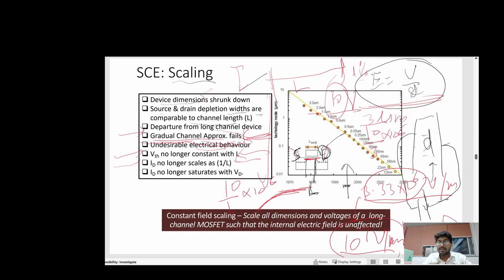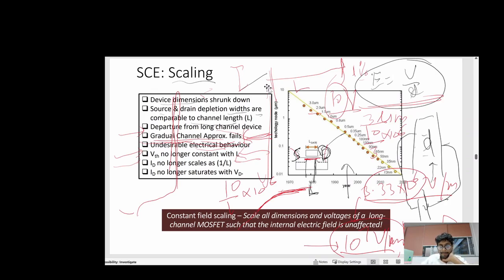There will be some other impacts that can come into the picture, like impact ionization. If a very high electric field is there, then impact ionization can happen, and your characteristics will go up and up and shoot up. Your device current will shoot up suddenly because of the impact ionization. Have you heard about impact ionization?